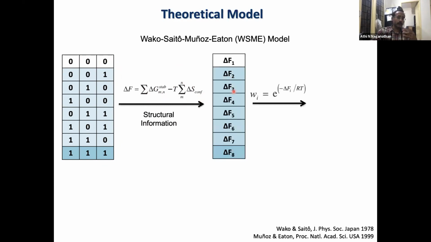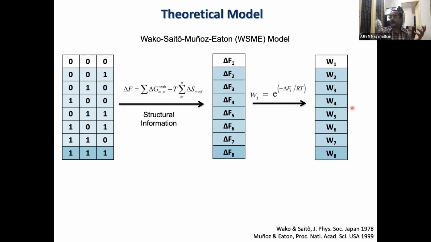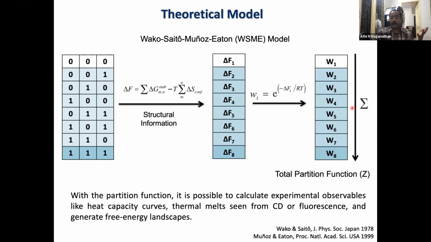And once you have the free energy, you could calculate the statistical weights or energies if you want. And from the statistical weight, you could calculate the partition function. And if you have the partition function, you would be able to predict the majority of the thermodynamic properties that you're interested in, and even sample the state space by doing these random walks that Ravindran was talking about.